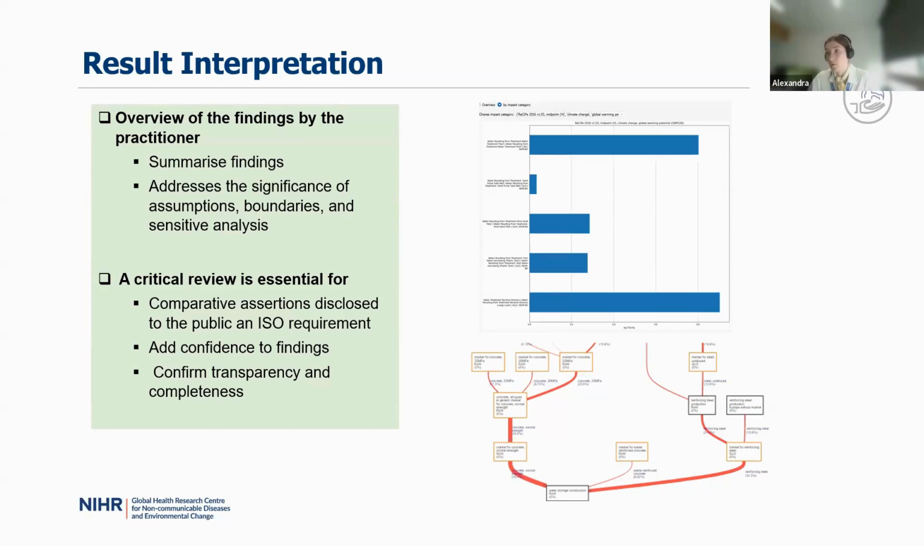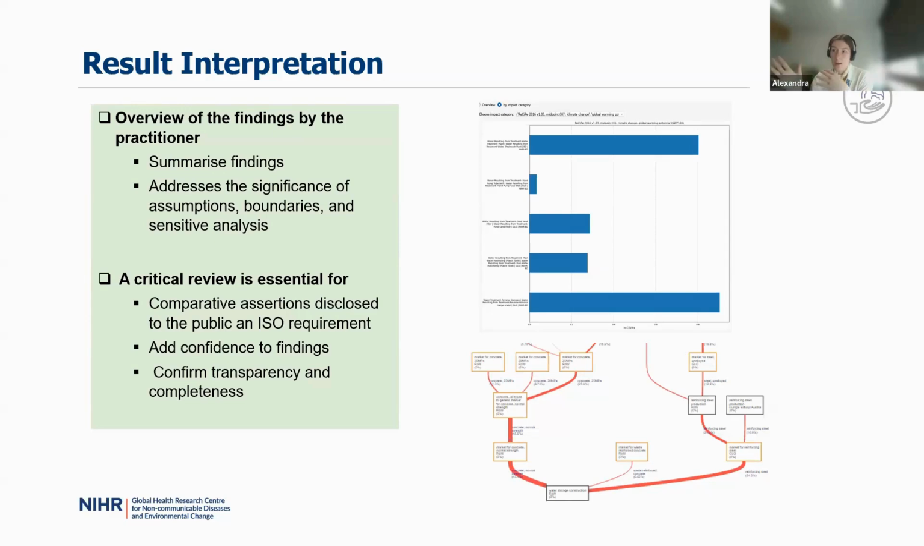So once we've made sure that our results make sense, that they're correct, we need to summarize our findings, which are the general results, and address what the assumptions were, the boundaries, and what the sensitivities are, as well as what can be weak spots in our data. This is always important so that if someone takes our data, they know what they can change to make it higher quality. And then also other things that you can interpret in the findings is what makes up these results, what are the biggest contributors.